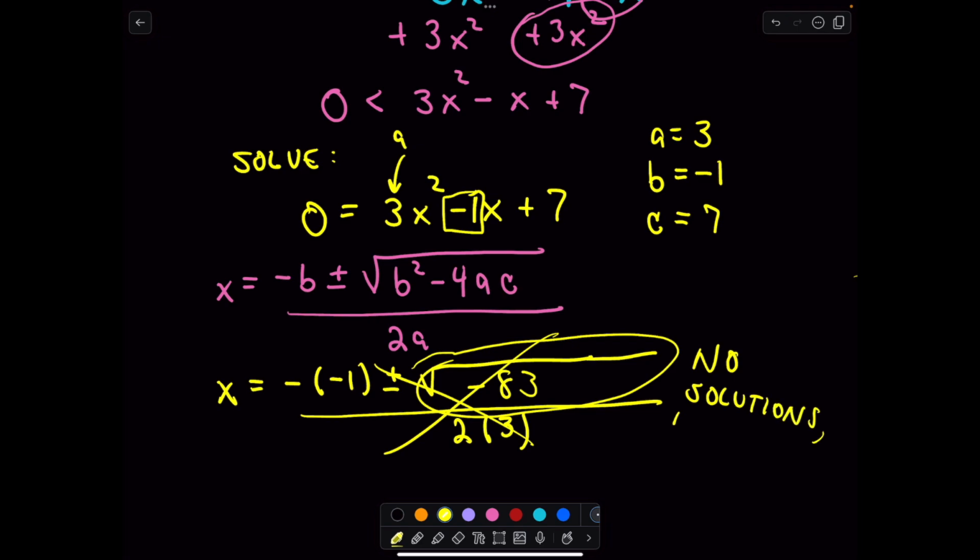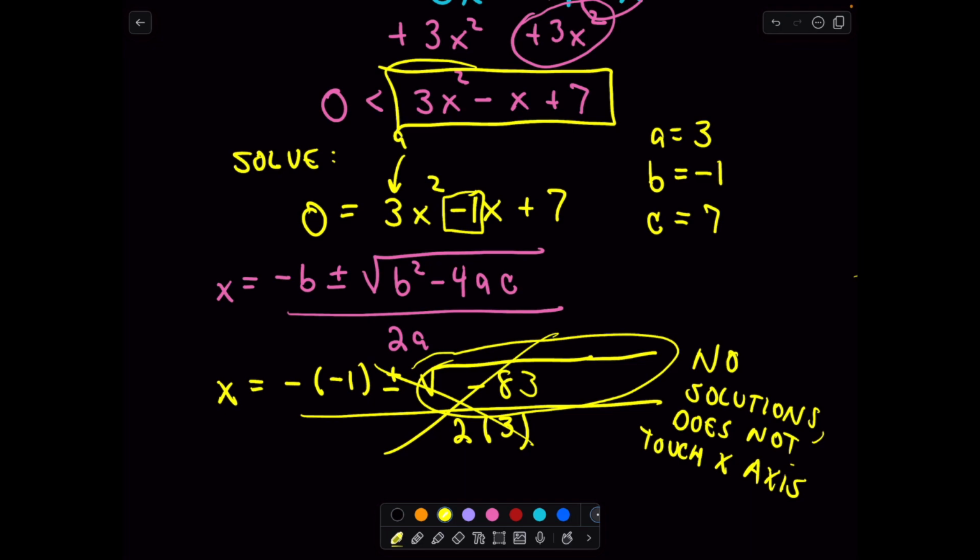And that means it doesn't cross. So there's no x-intercepts. So it doesn't touch the x-axis. Okay, well, let's think about what happens here. Now, let's think about the graph of 3x squared minus x plus 7. If it doesn't touch the x-axis, what could happen to the graph, right?